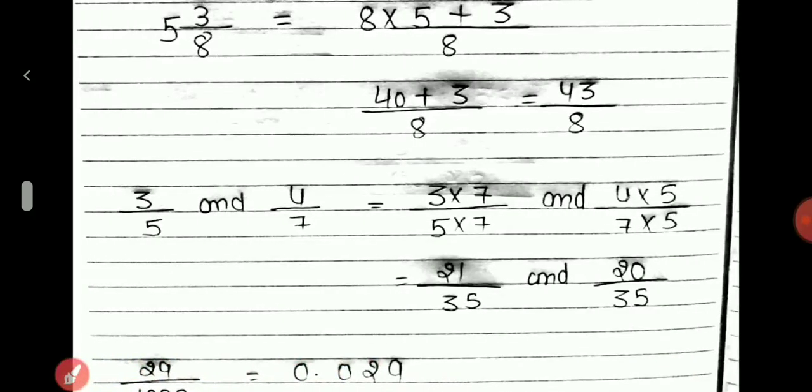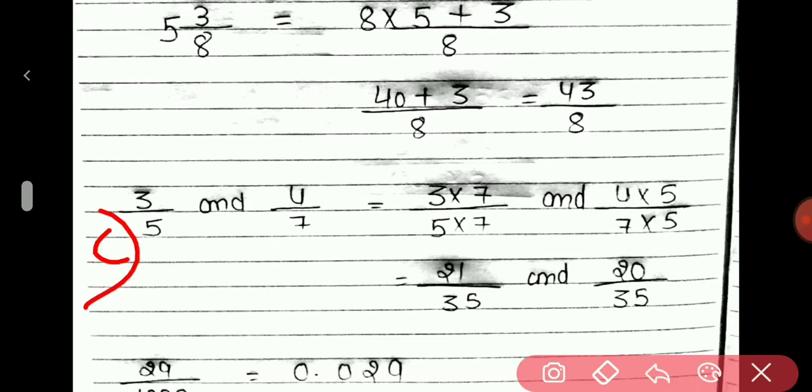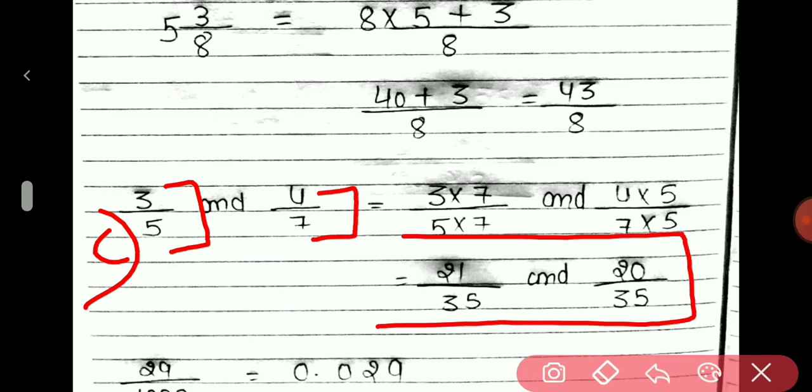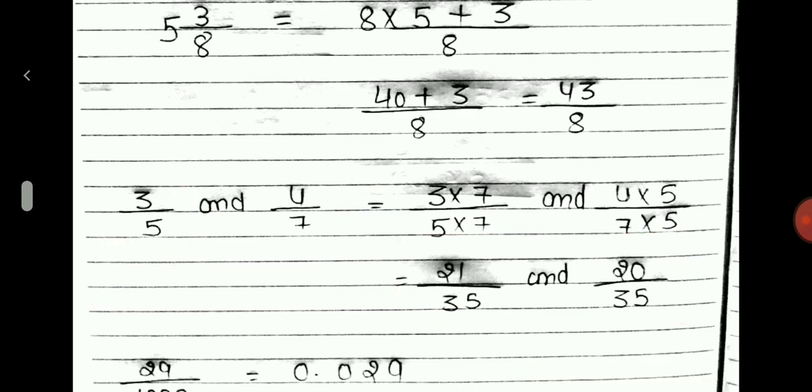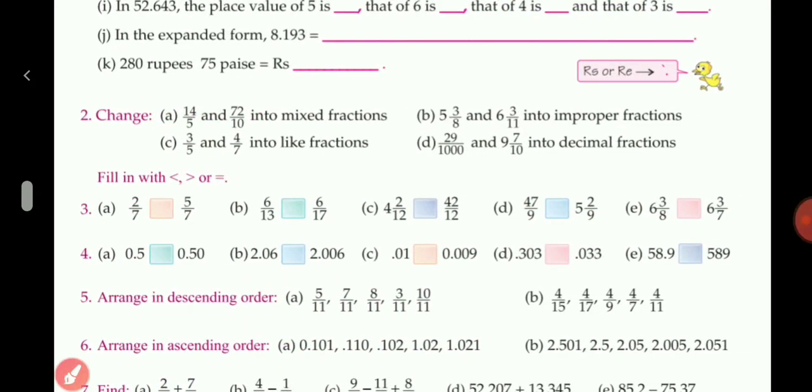Here is the solution of C part. 3 upon 5 and 4 upon 7. 7 will be multiplied here on both the sides and 5 will be multiplied here on both the sides. We will get the answer. In D part, 29 upon 100, 9 upon 7, 7 upon 10, convert into decimal fractions. This you will do by yourself.